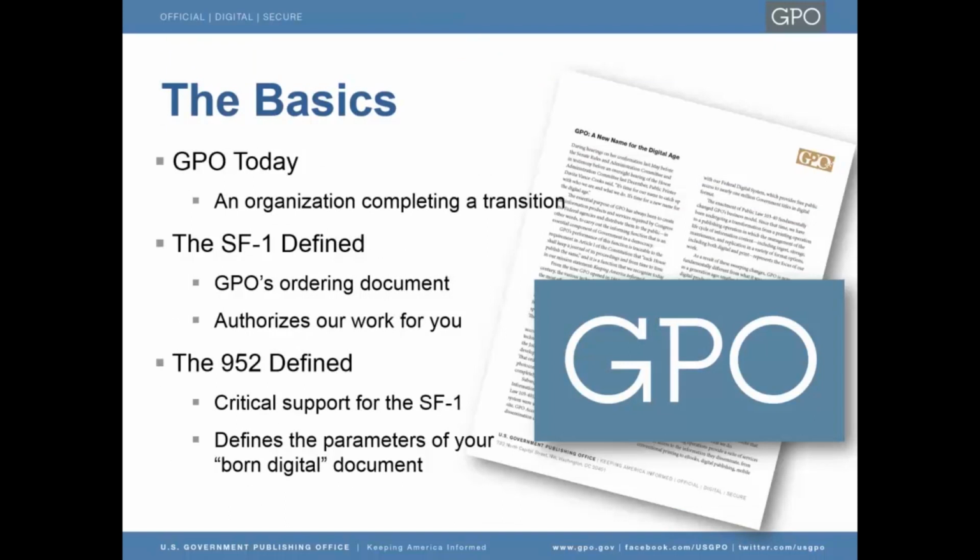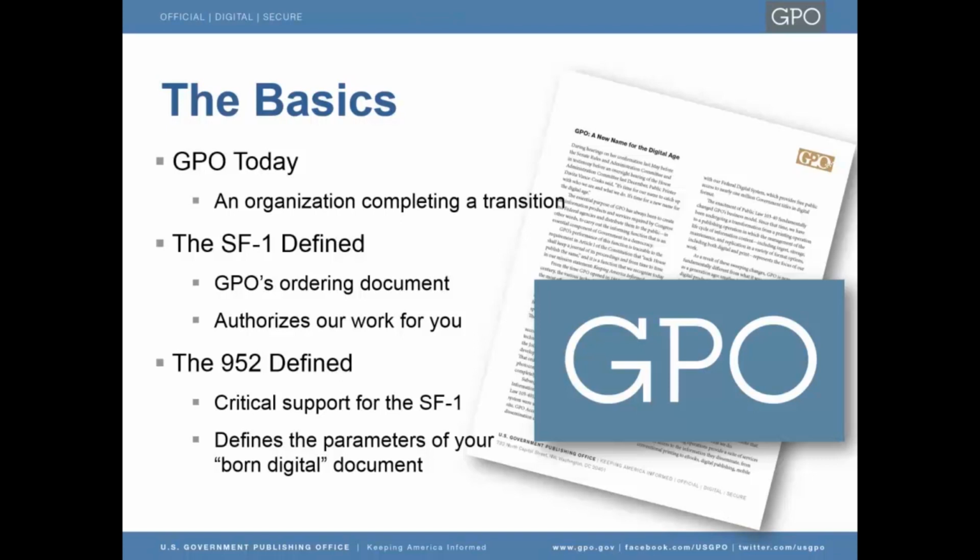GPO is the federal government's official digital secure resource for procuring, producing, cataloging, indexing, authenticating, disseminating, and preserving the official information products of the U.S. government. The Standard Form 1, commonly referred to as the SF1, serves as the official ordering document for any of GPO's products or services in accordance with Title 44 of U.S. Code, Chapter 11, Section 1102. The form allows you to communicate your requirements to GPO and is a memorandum of understanding that obligates federal funds to produce products or services.